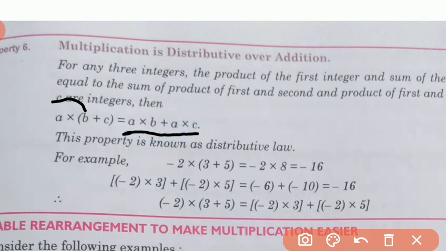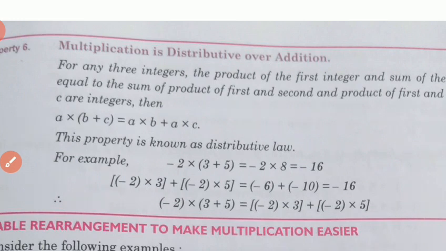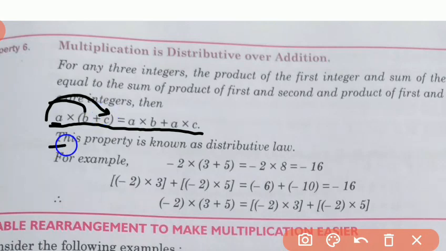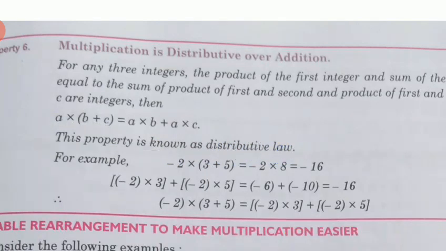Why is it known as distributive over addition? It means we have distributed the multiplication sign over the addition. You can see that a into bracket b plus c, how have we written it? First you have to multiply a by b, then second time you have to multiply a by c. So a into b plus c, you can write as a into b plus a into c. So this property is known as the distributive law. Distributive law means we have distributed multiplication over addition.